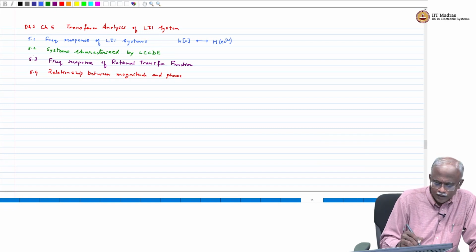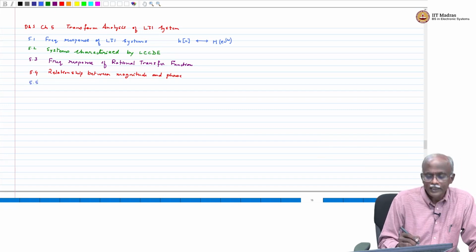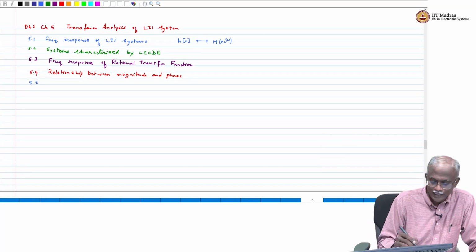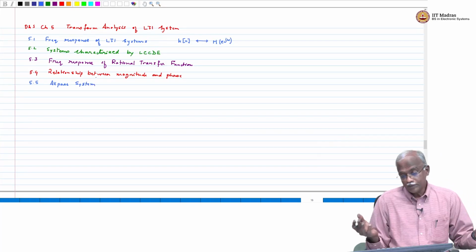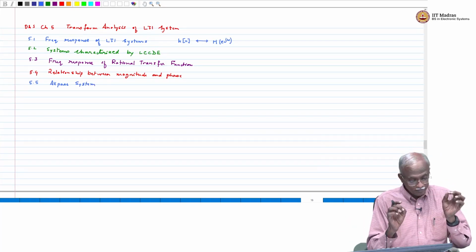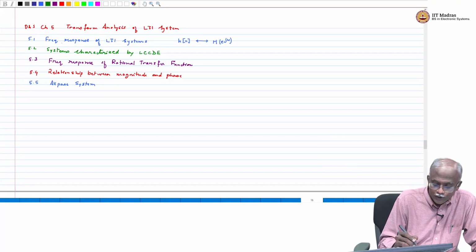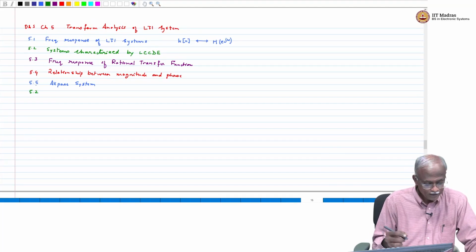Then comes a section on a very interesting concept that is there only in discrete time signal processing. It is called an all-pass system. It passes all frequencies. And then you may ask, what is the use of this? It has got many different uses. We'll just mention that.